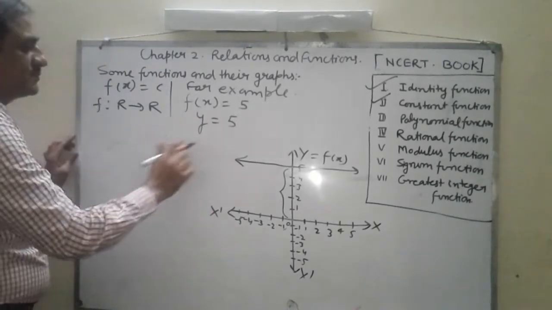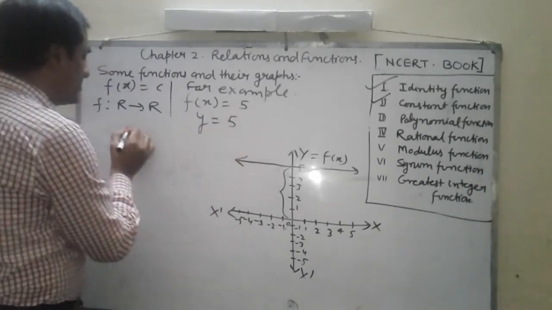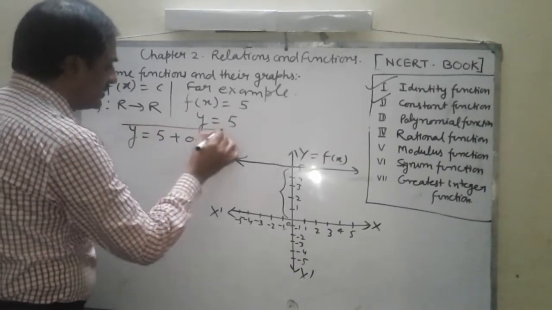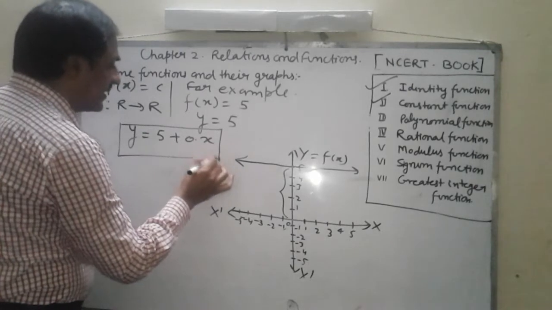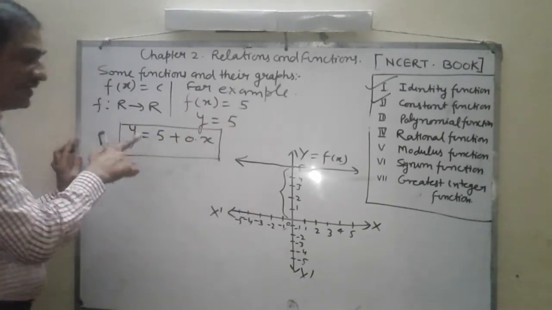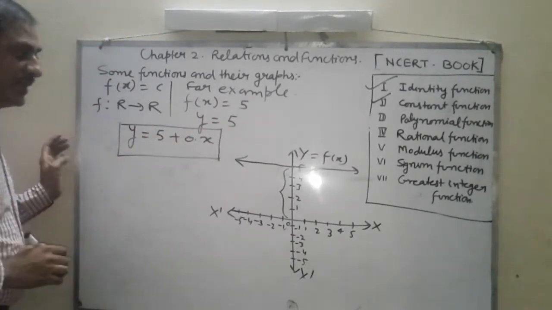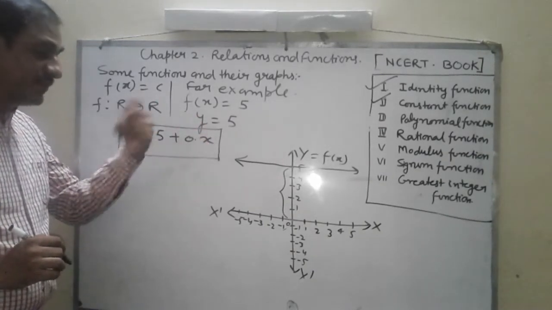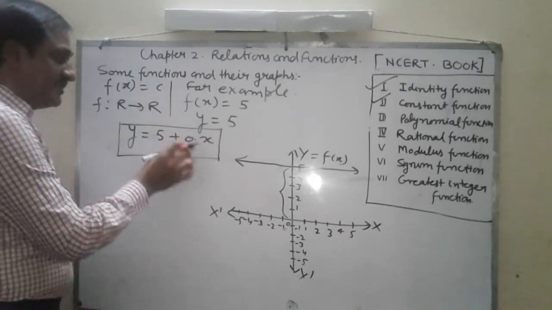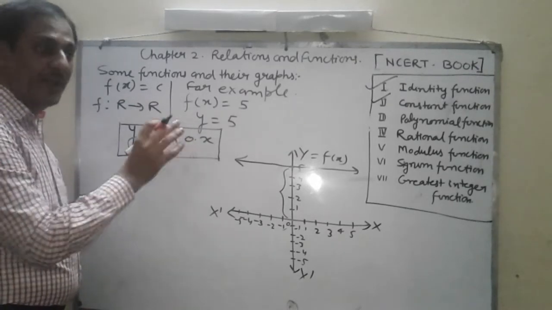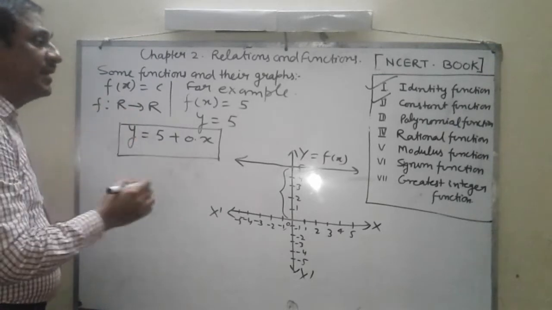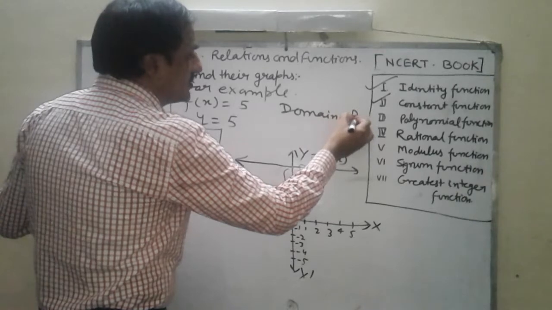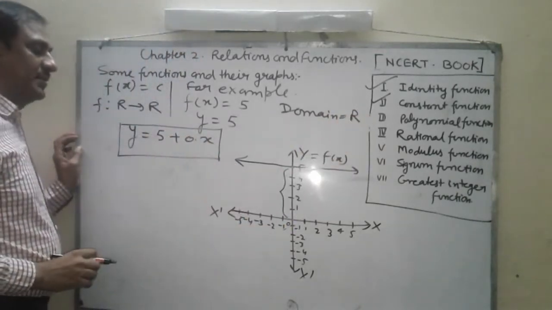Children, can we write y is equal to 5 as y is equal to 5 plus 0x? Can we write? Tell me, children. Here x is a real number, x belongs to the real numbers. The domain of this function is what? The domain of the constant function is always the real numbers.